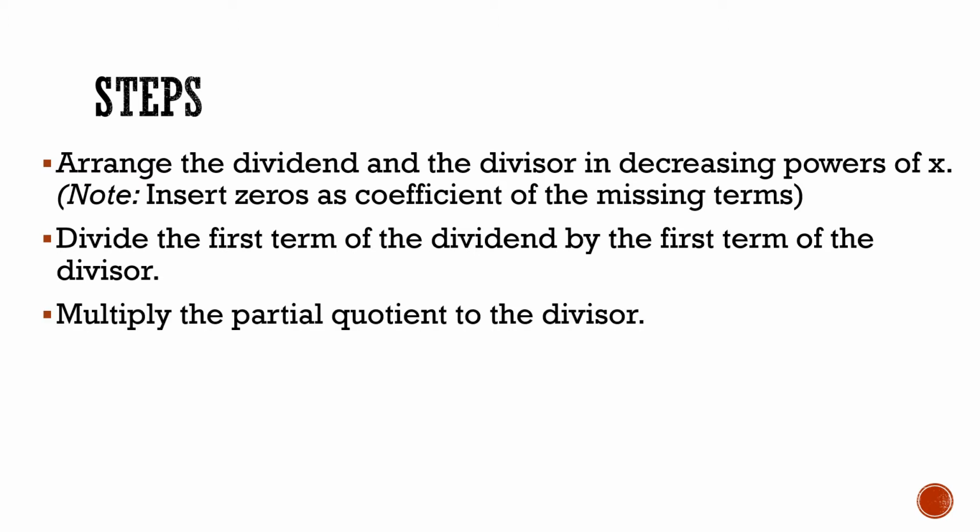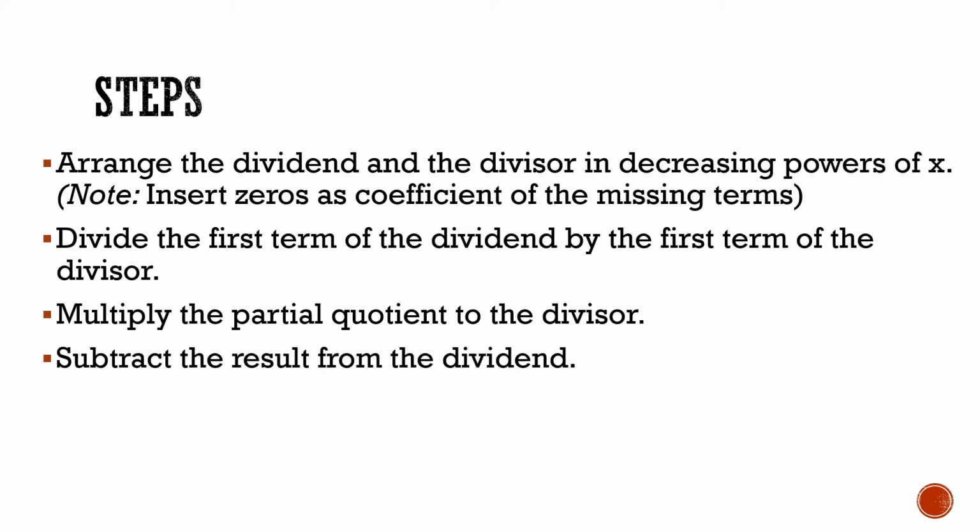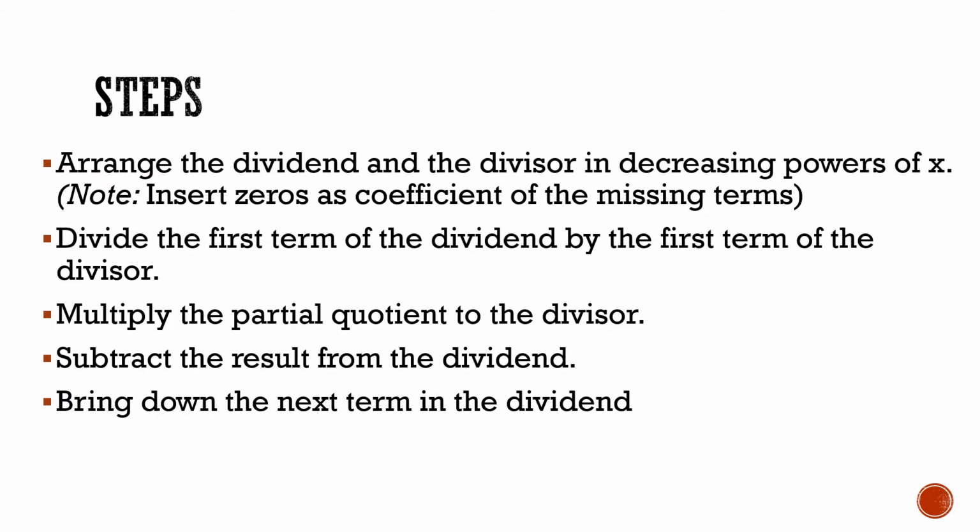Third, multiply the partial quotient to the divisor. Fourth, subtract the result from the dividend. Fifth, bring down the next term in the dividend. And sixth, repeat the process until it's done. Let's try some examples for you to understand those steps better.